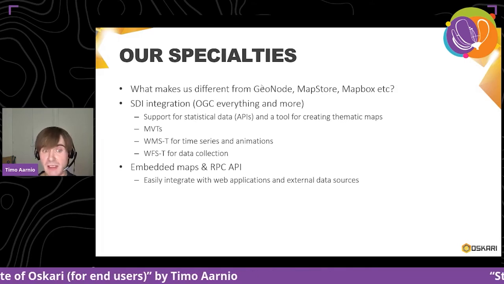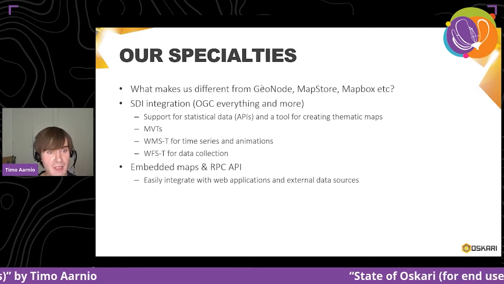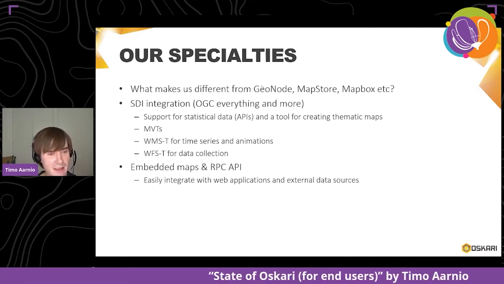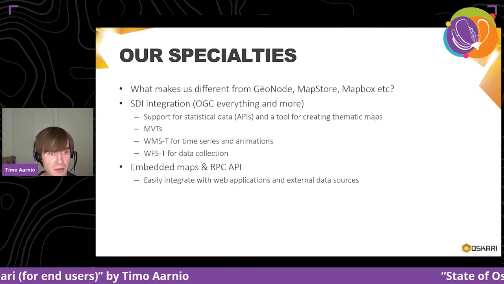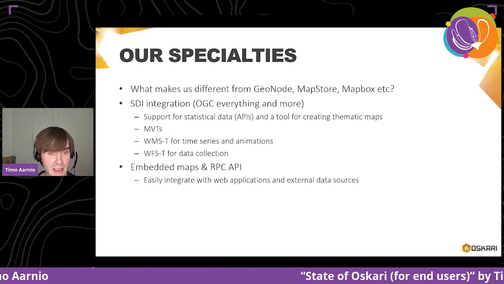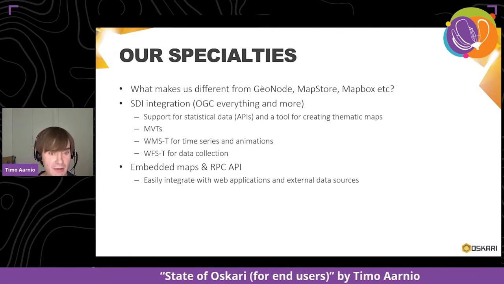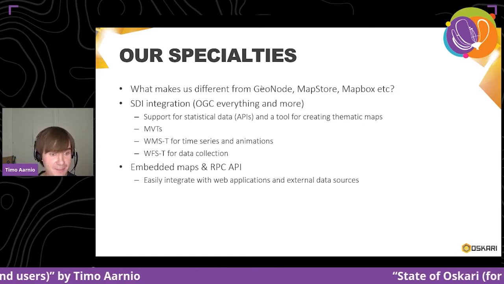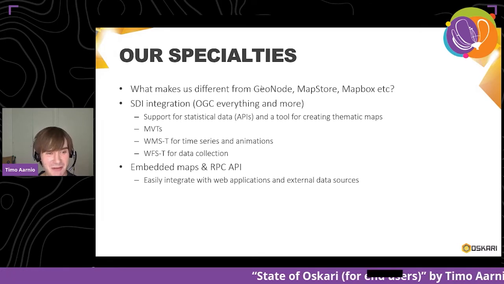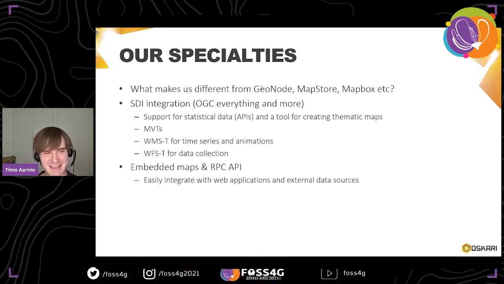And we have also support for statistical data, as I mentioned, and this tool for creating thematic maps and time series and animations and everything fancy you can think of with the statistical data. We support Mapbox vector tiles out of the box, web map service time for time series and animations, and web feature service transactional for data collection or data management. Embedded maps and RPC API, that's probably something that almost everyone else has as well, but you can create embedded maps or publish maps using Oskari, and you can build integrations with other web applications and external data sources. So you can kind of communicate with the map and the web application.